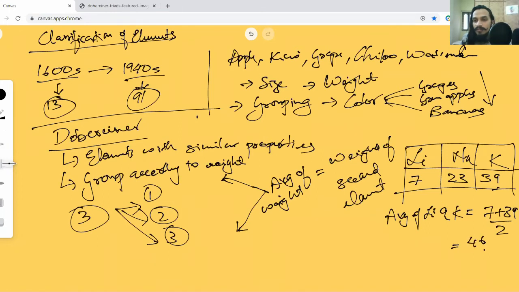So if I take the average of lithium and potassium, 7 plus 39 divided by 2, that is 46 by 2, which is 23, right? Which is exactly the same as my sodium's weight.